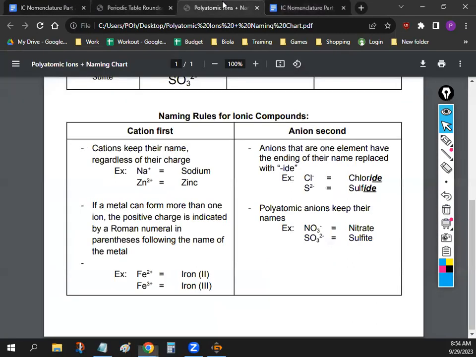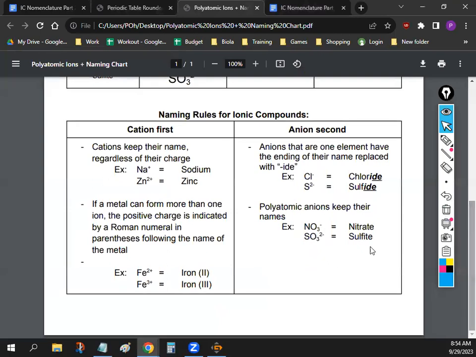Okay, so let's take a look at our polyatomic naming rules. Okay, we're going to be learning the rule that we ignored last time. So this rule right here, and I'm going to explain it real quick to you guys, and then we'll do a couple practice problems and we'll be all done, okay?